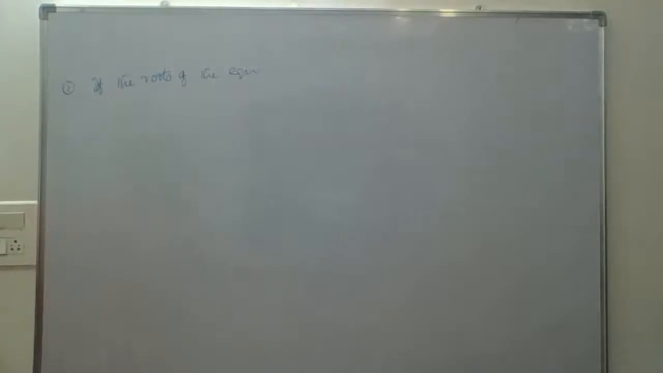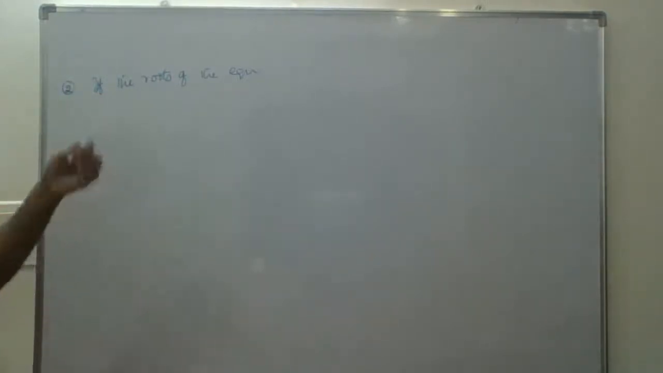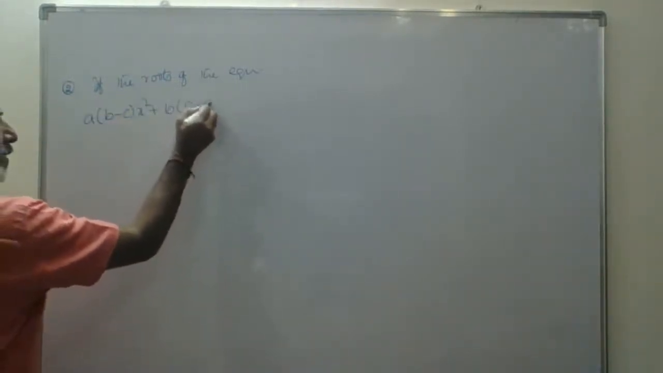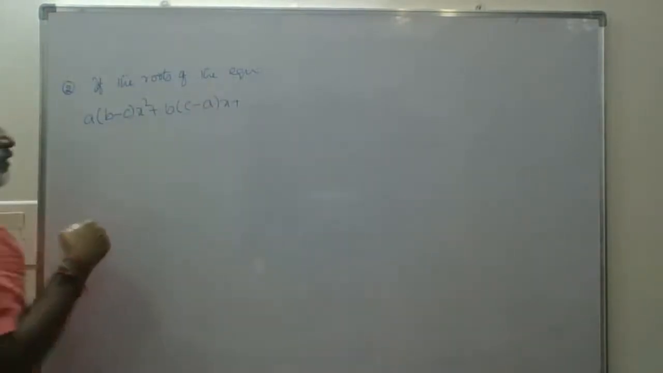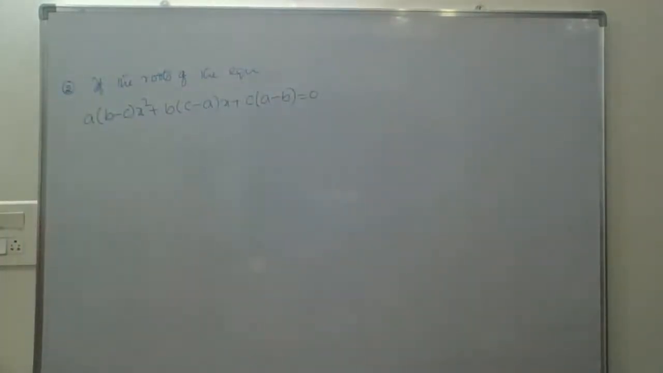Second problem. If the roots of the equation a into b minus c into x square plus b into c minus a into x plus c into a minus b is equal to 0 are equal, then a, b, c are in dash.